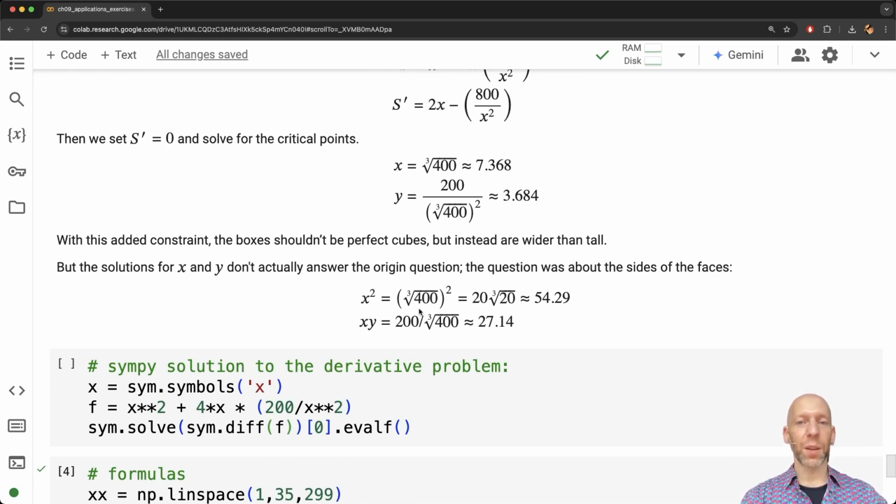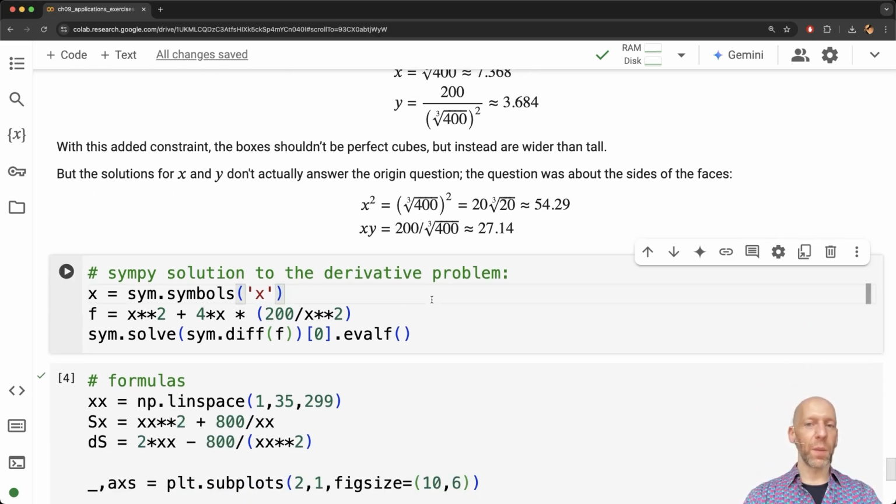In fact, this is no longer a cube. And now another difference from the previous exercise is that the previous exercise asked for the lengths of the sides of the cube, of the box. And now here we are asked about the size of the faces. So here we actually want the area of each face. So we find that the base of the box, the bottom of the box, is x squared. There's one of them, and that's around 54 square centimeters. And then each of the four sides is around 27 square centimeters.